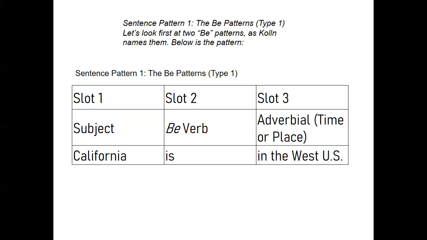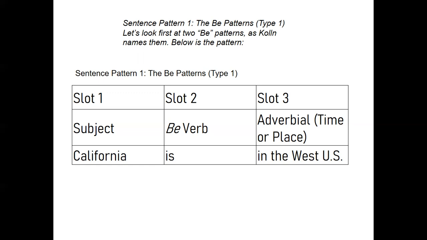Finally, an adverbial fills slot three, right? An adverbial is a structure. It could be a word or a phrase or a clause, it really depends on the sentence, that modifies a verb, an adjective, or another adverb. Okay? It can describe the when, where, why, or how of the word it modifies. In the sentence pattern, the main adverbial always modifies the be verb.